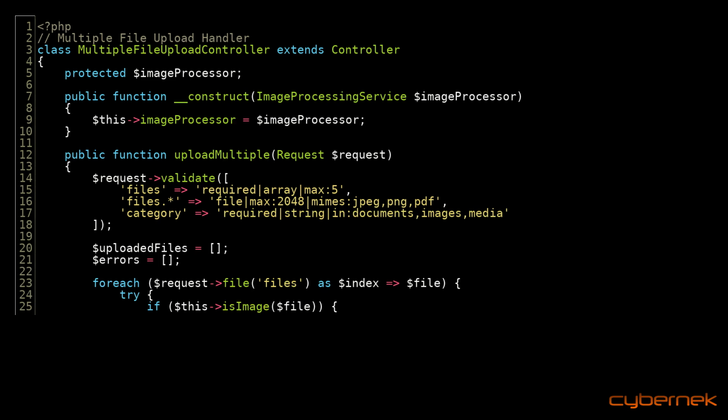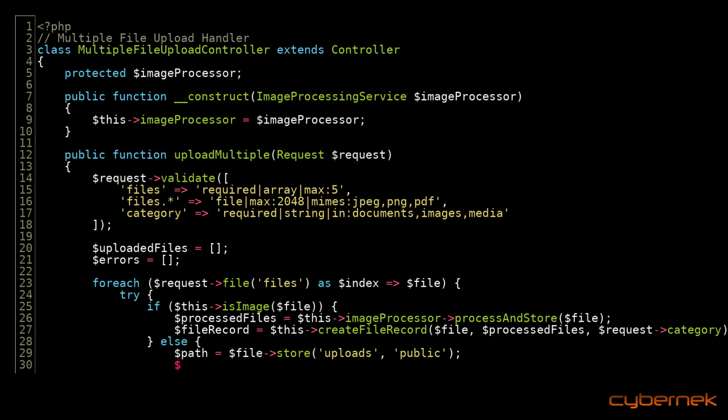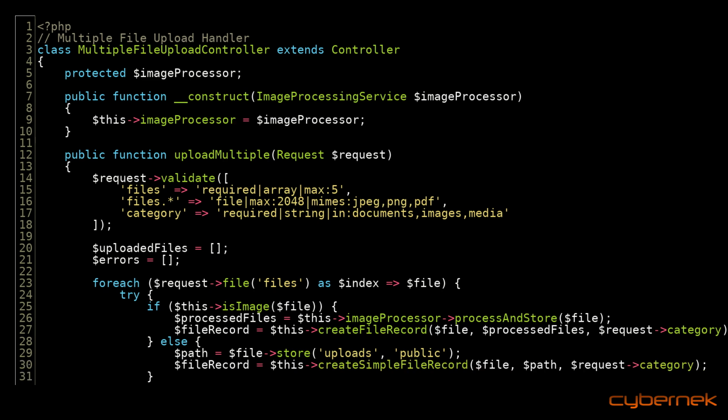For each file, it checks if it's an image using a helper method, processes images with the ImageProcessor processAndStore method, and creates a file record, or handles non-images by storing with the simple store method. Successfully processed files go to the uploaded files array. Failed files create error entries with file name and error message.